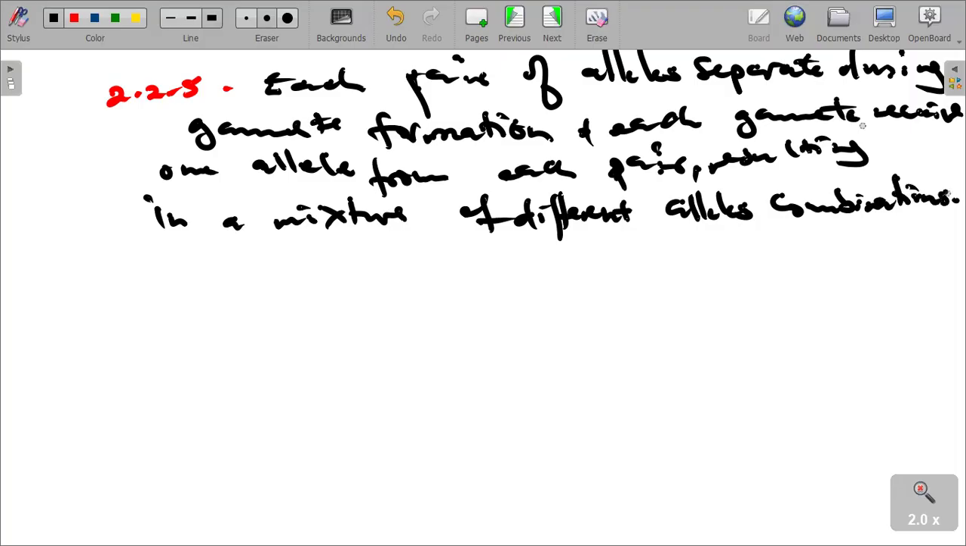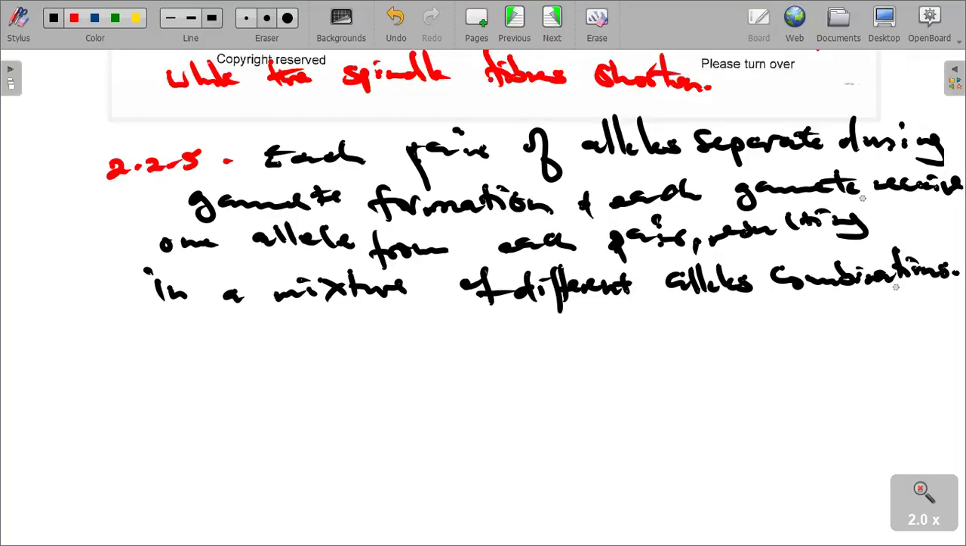That is basically what we talk about with random assortment, or what you call the law of segregation from Mendel. It talks about pairs of alleles separating. Each gamete receives one allele, resulting in a mixture of different allele combinations in an offspring. That's what we need to take note of.